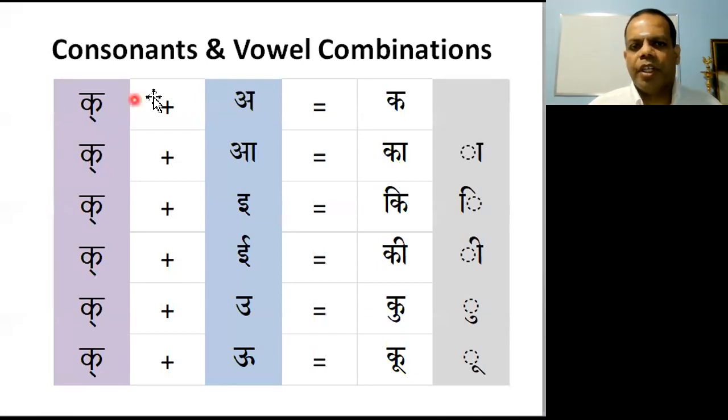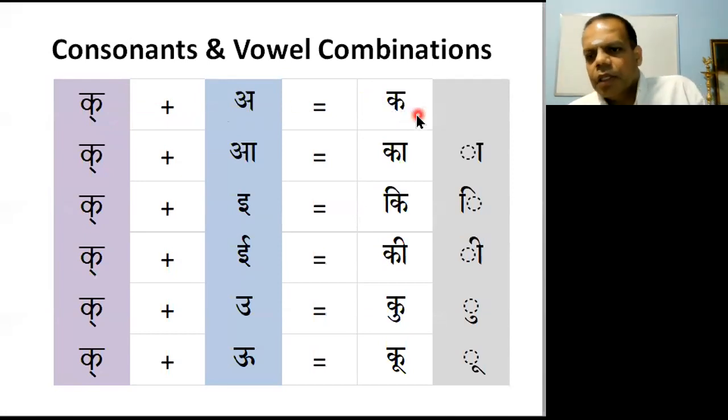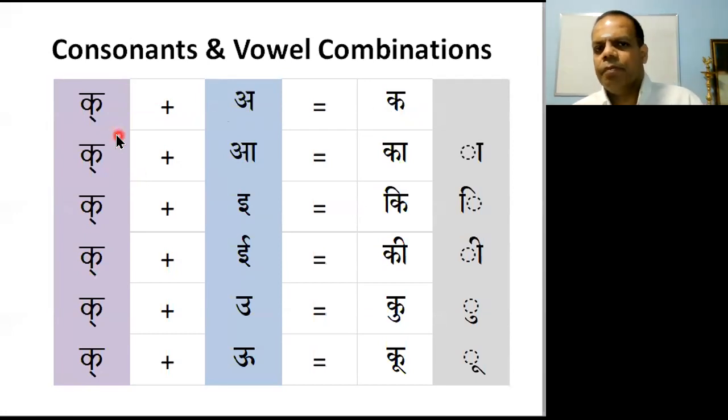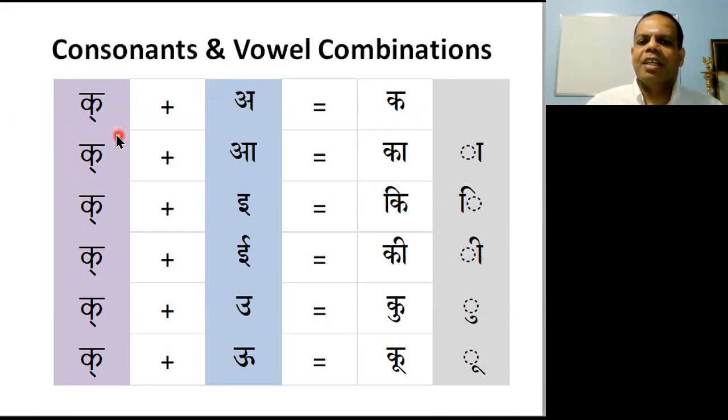I'm calling this a consonant-vowel combination because so far what we have done is only the akara. If you look at this, this is the ka which we looked at. Ka is nothing but uk. I had mentioned last week that there's a diagonal line below the ka, which basically means there's no vowel attached. So that's uk. Uk plus a gives you ka.